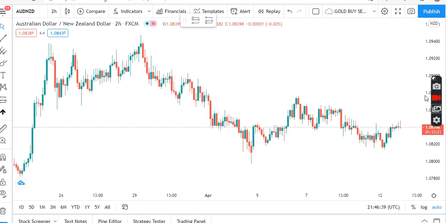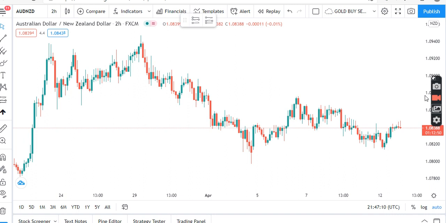This time around, I'm doing the live analysis of AUD NZD. So basically, what I'm trying to show you is how I do my analysis before taking any trade. I'm going to do a breakdown of the things that I do before taking any trades. So basically that's what I'm going to do today. I'll be breaking down everything as I'm going through.